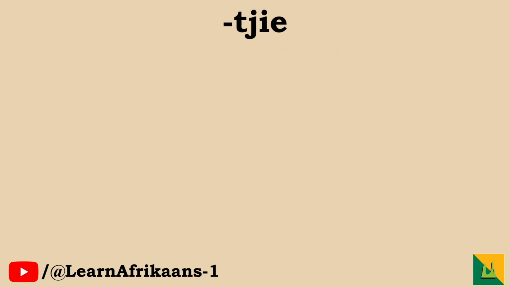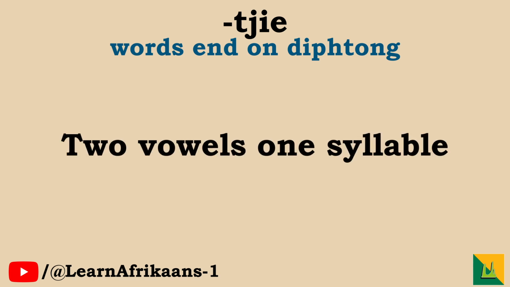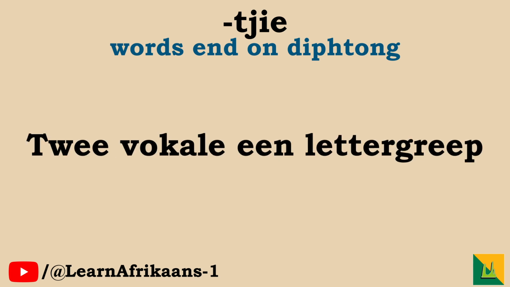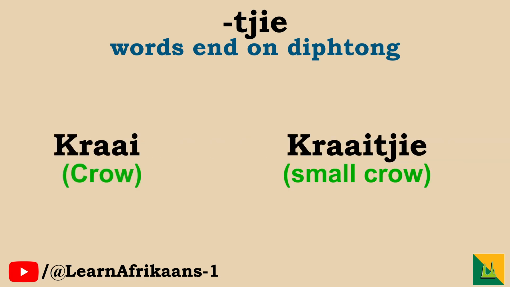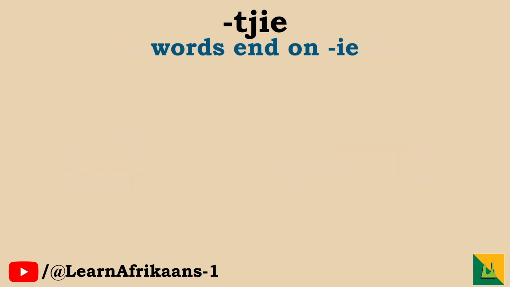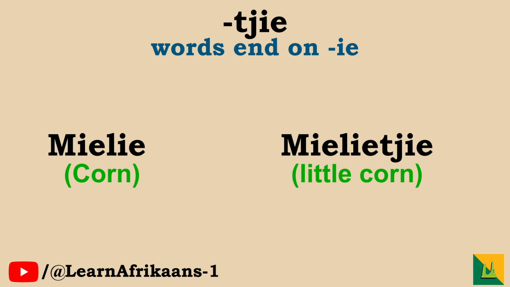Next, tjie. This is for words that end off on a diphthong. Remember, a diphthong is 2 vowels with 1 syllable. A diphthong is 2 vokale met 1 lettergreep, soos kraai, kraaitjie. Or for words ending in i, milie, milietjie.